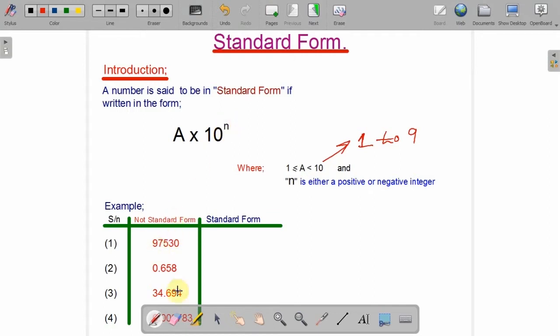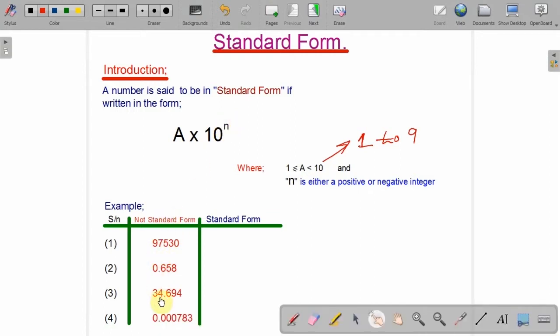Now let's use this to give an example. I made this table. I want to use it to help us learn how to express numbers in standard form. We are given number 1, number 2, and so on. As they are here, they are not in standard form. Let's now convert them to standard form.